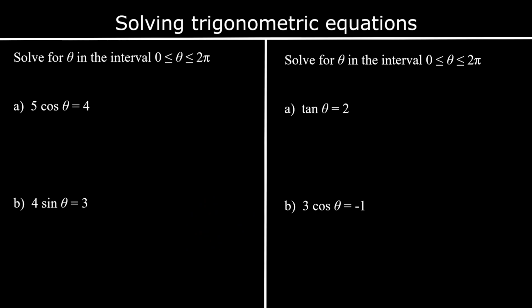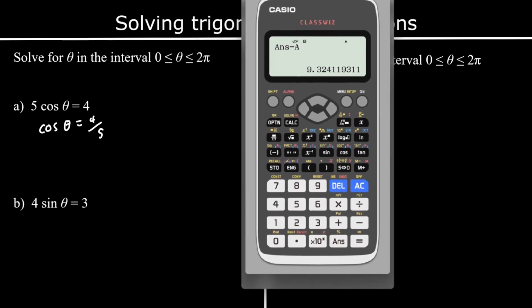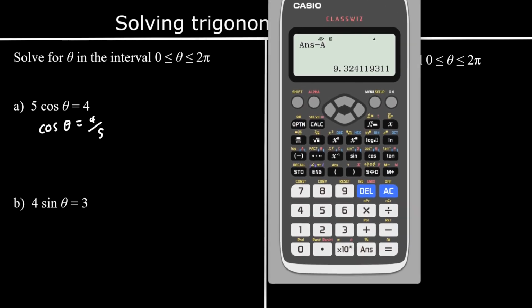Solve for theta in the interval 0 to 2 pi. 5 cos theta equals 4. So to solve this, we want to get cos theta by itself. So divide both sides by 5. So cos theta equals 4/5. And then we want to shift cos, arc cos, to get theta by itself.